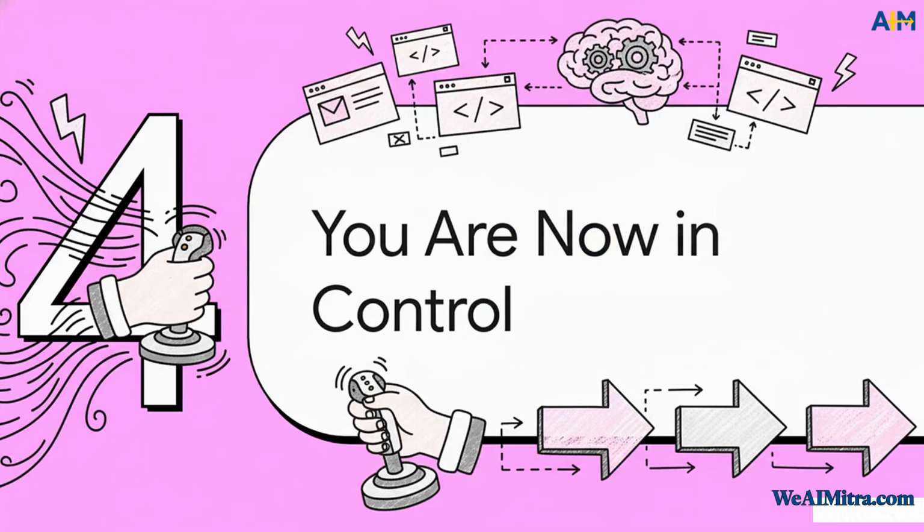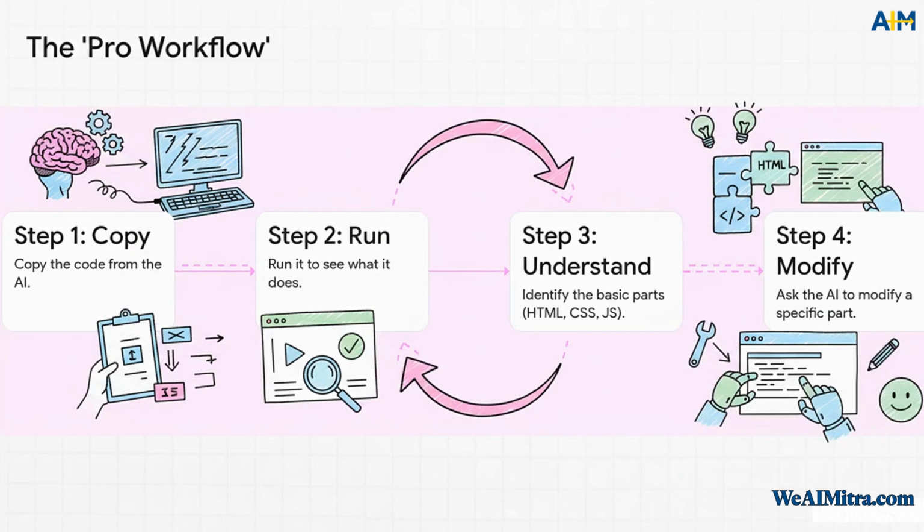See what just happened? Once you can spot those 3 parts, everything changes. You're not just a passive observer anymore, hoping the AI gets it right. You're not a passenger, you're in control. Let's see how this all comes together in a really simple workflow. Let's call this the pro workflow. And it's so simple. 1, you copy the code. 2, you run it and see what it does. 3, you identify the parts, skeleton, clothes, brain. And 4, you go back to the AI and tell it specifically what to change. You're not just giving an order, you're actually collaborating.